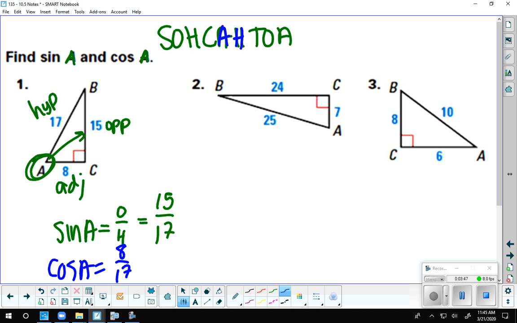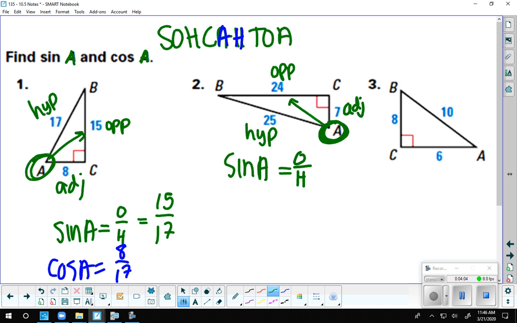Okay, next example. Sine of angle A. Look at angle A. Hypotenuse is always across from the 90-degree angle. Opposite is across from the angle that we're looking at. And then the remaining one is the adjacent side. So sine is opposite over hypotenuse. Opposite is 24. Hypotenuse is 25.